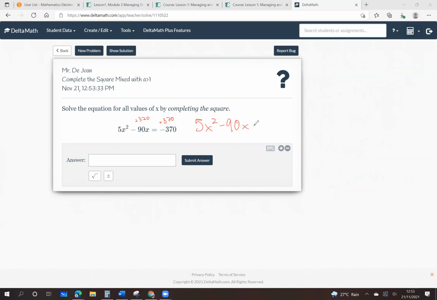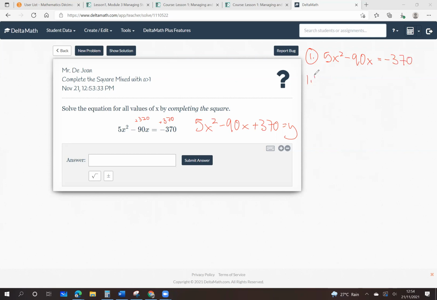Negative 90x minus 370, okay? Sorry, plus 370 equals y. There's the quadratic. Step 1, we're going to move the 370 over, which is how they gave it to us, 5x squared minus 90x equals negative 370.